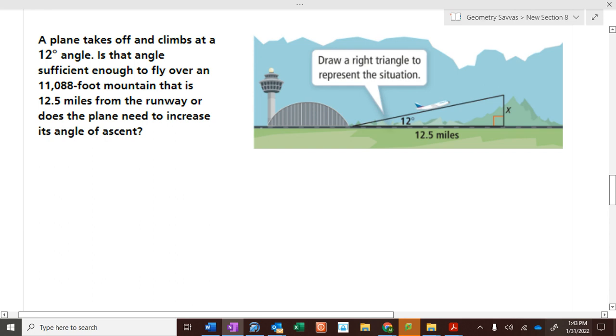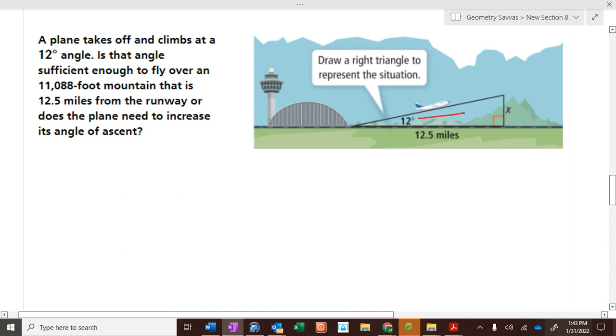All right. So a jet airliner is taking off at an angle of 12 degrees. After 12 and a half miles, what is its altitude? Because it has to fly over these mountains here. We don't want to crash against the mountains, so it has to have an altitude higher than these mountains over here. So 12 degrees, 12 and a half miles. Okay, how high will it be?